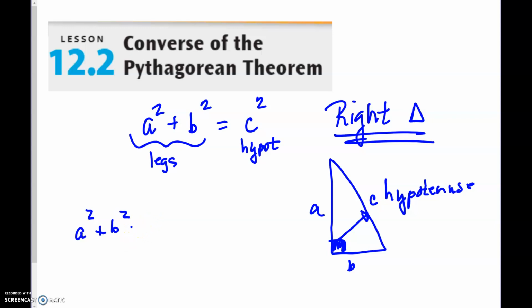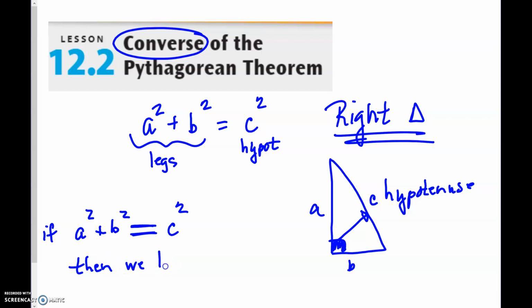Okay, what we're going to look at today is, if we have a squared plus b squared, and we say it absolutely does equal c squared, then what happens by using the converse, that means that now we can say if a squared plus b squared equals c squared is true, then what must follow is that we have a right triangle.